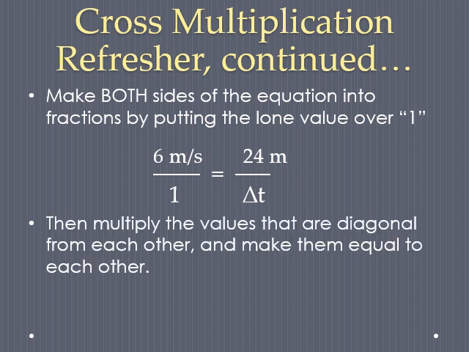The reason that we do that is because then we're going to be multiplying together the values that are diagonal from each other and making a new equation where my two new multiplied values are equal to each other. So for example, 6 meters per second is diagonal from delta t. So 6 meters per second times delta t is 6 delta t. And 1 times 24 meters is going to be 24 meters, right? So we rewrite our new equation with those two new multiplied out values: 6 meters per second times delta t equals 24 meters times 1.